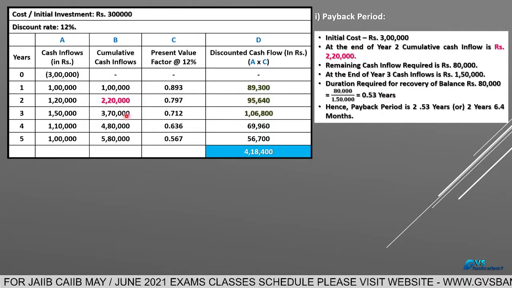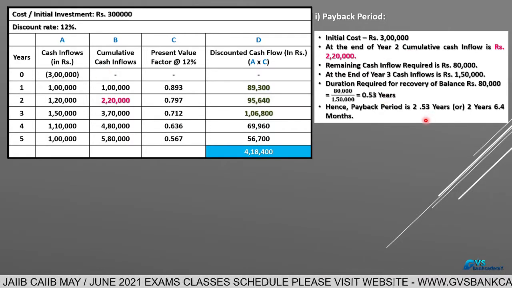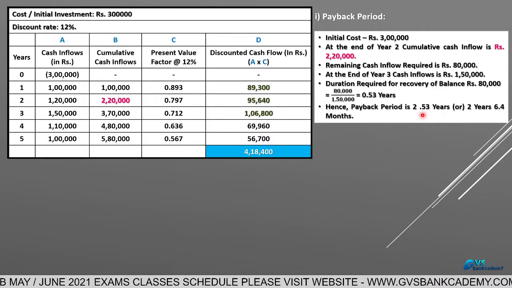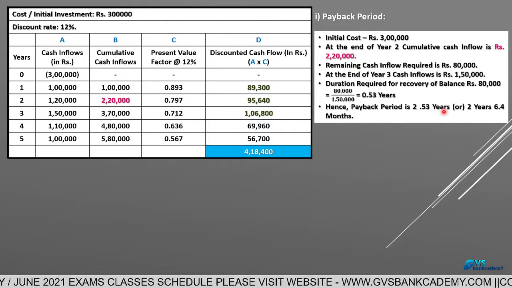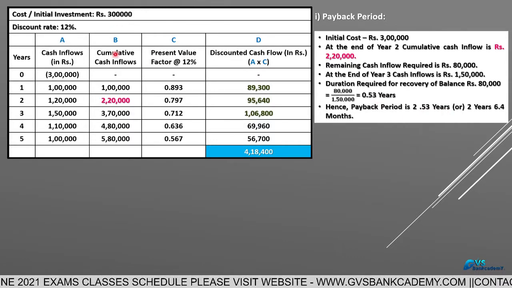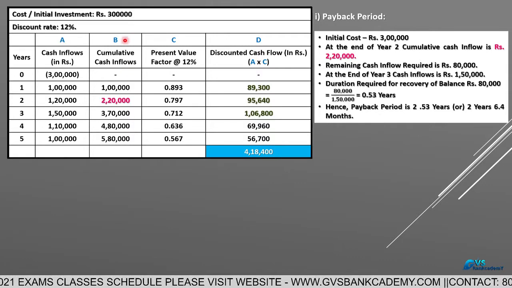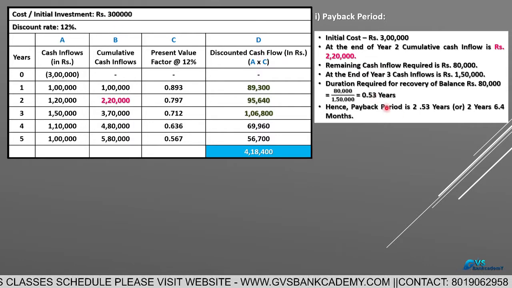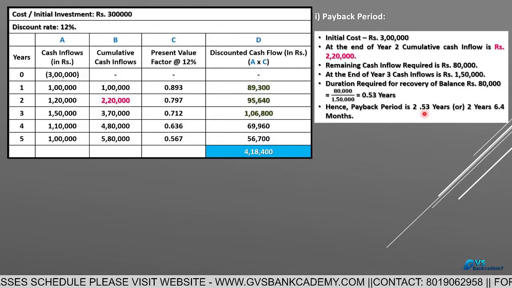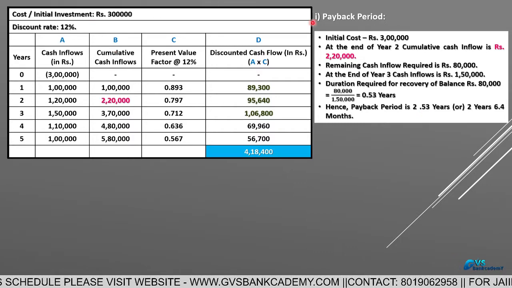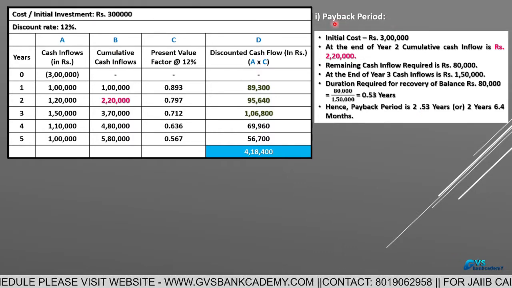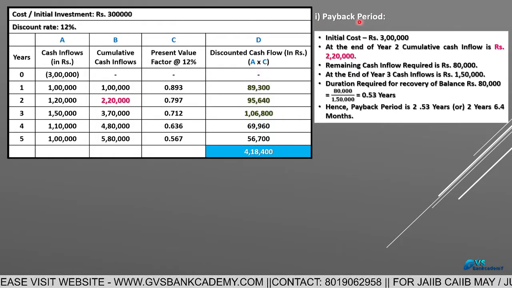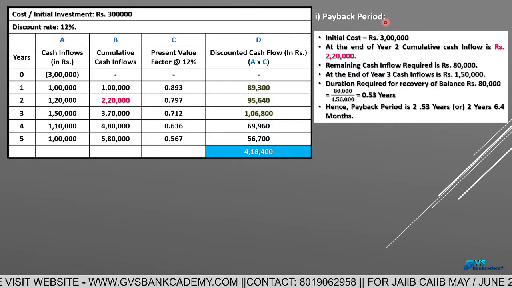So the total payback period is 2 years plus 0.53 years. 2.53 years is the simple payback period for this project. It means that after investing our 3 lakhs, in 2.53 years we are getting back our money invested. That is the payback period. This method does not take into consideration the time value of money. That is the major drawback of this method.